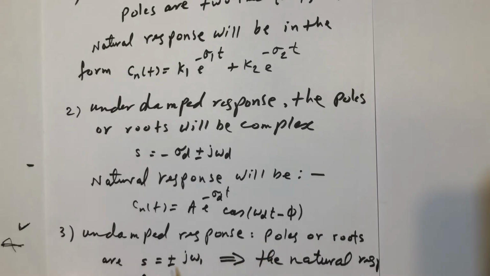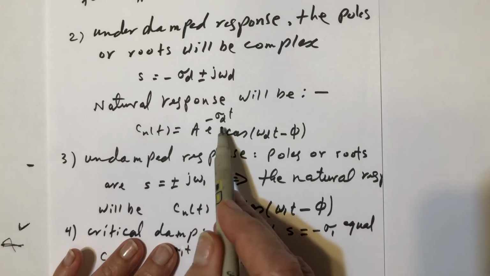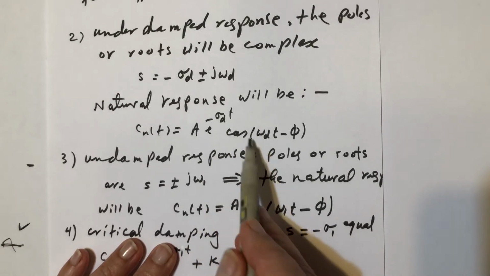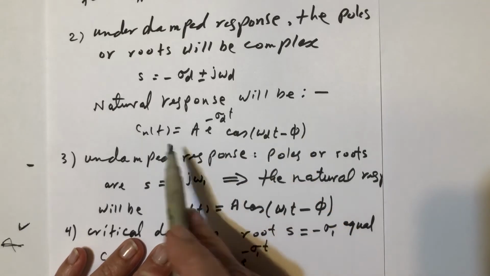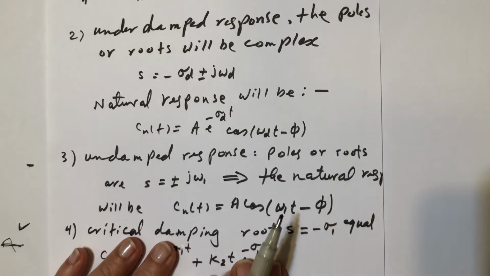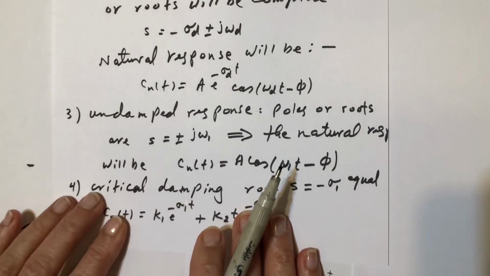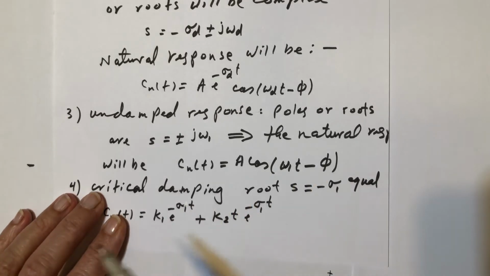and you'll have a system that is oscillatory. The natural response will be in the form A e to the minus sigma d t, cosine, open parenthesis, omega d t minus phi. How we found those, we'll learn later through the examples, and I'll show you everything. We'll understand this part first, and then we'll try to solve some questions.